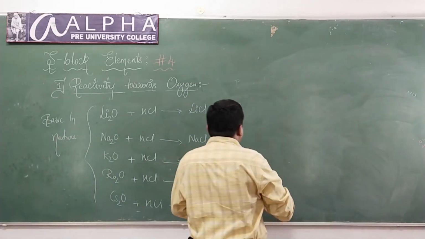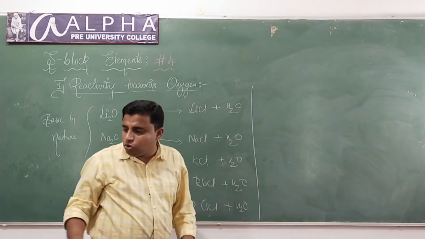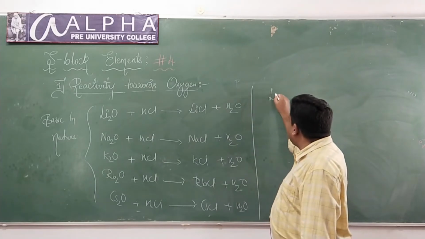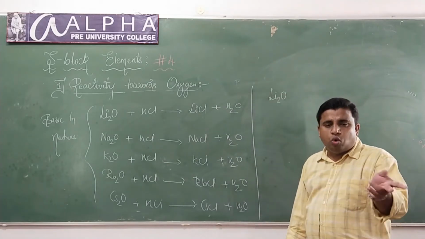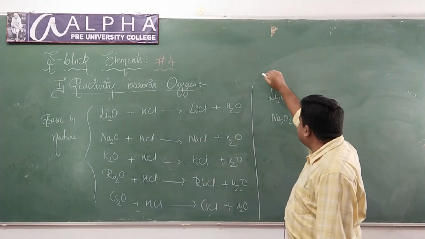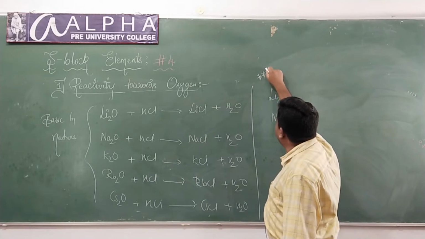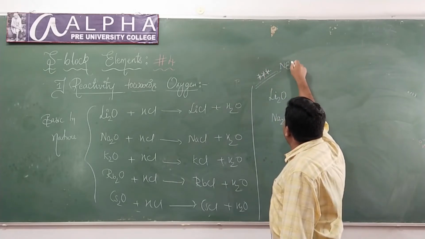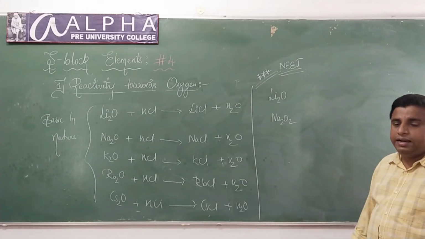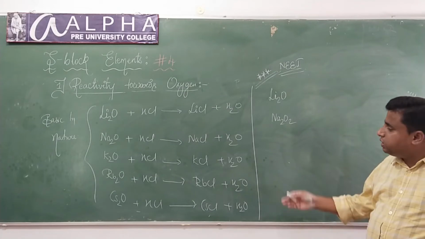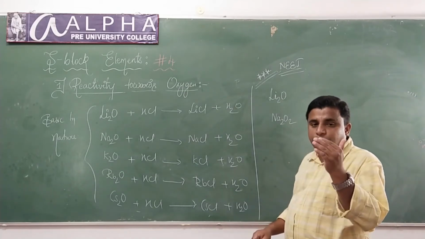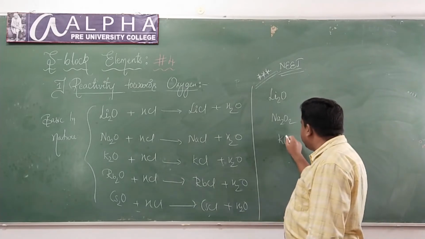Let me write it here. This is one part. I told you, when lithium directly reacts with oxygen, it forms normal oxide. When sodium directly reacts with oxygen, it forms sodium peroxide. This has been asked many times in the NEET examination, so please concentrate. So when lithium is directly reacting with oxygen, it forms lithium normal oxide, sodium forms peroxide, whereas potassium, rubidium and cesium form superoxides, isn't it?